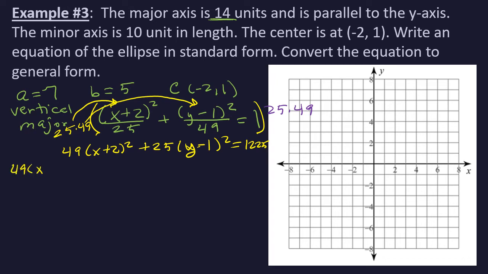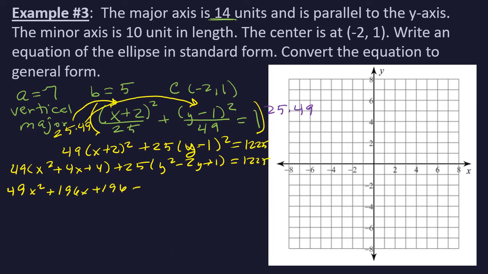So 49 times x squared plus 4x plus 4, plus 25 times y squared minus 2y plus 1, equals 1225. You distribute: 49x squared, plus 196x, plus 196, plus 25y squared minus 50y plus 25. And technically I'm moving that 1225 over, and that equals 0 now.